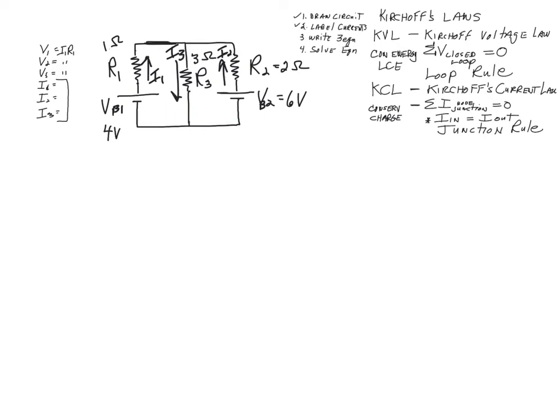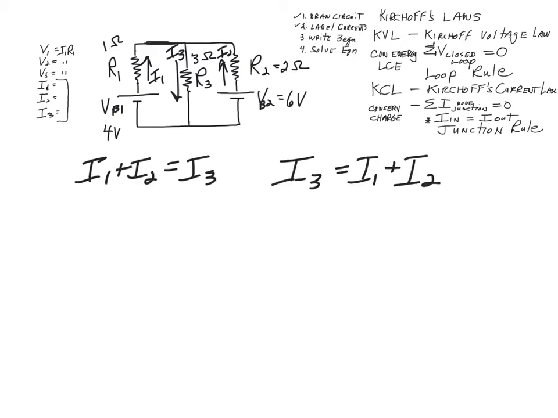So let's write the junction equation for this junction. The currents in equal the currents out, or the sum of the currents has to be 0. So go ahead, write the junction equation for that, and come back, and then write the junction equation for this. Write those 2 junction equations.